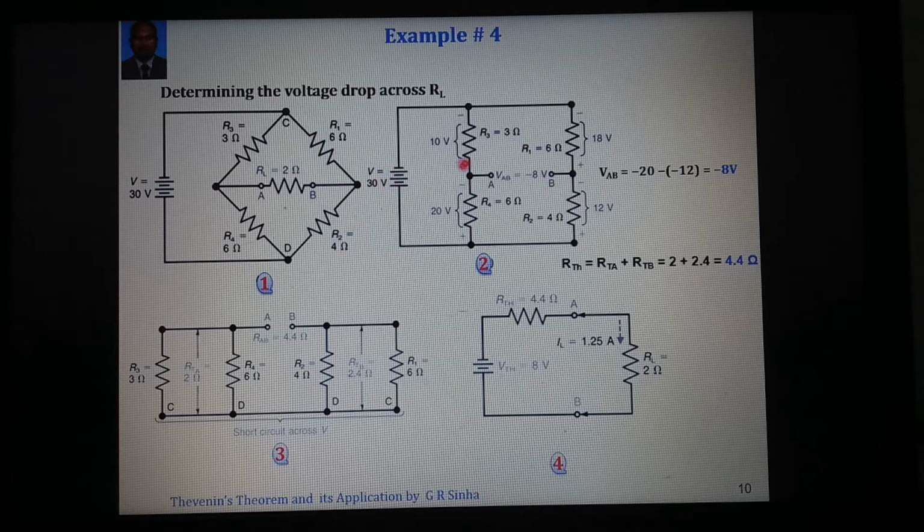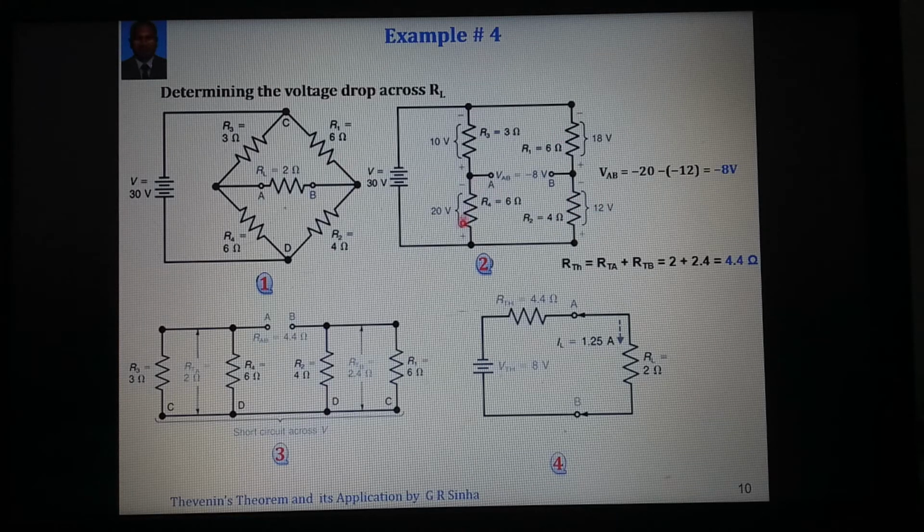And how will this 30 volt be divided between these 3 ohm and 6 ohm? Voltage divider. Across 6 ohm, that is 6 divided by 6 plus 3, that is 6 divided by 9 into 30, which comes as 20 volt. Similarly, we can calculate voltage across 4 ohm. This is 4 divided by 4 plus 6 into 30, that becomes 12 volt.